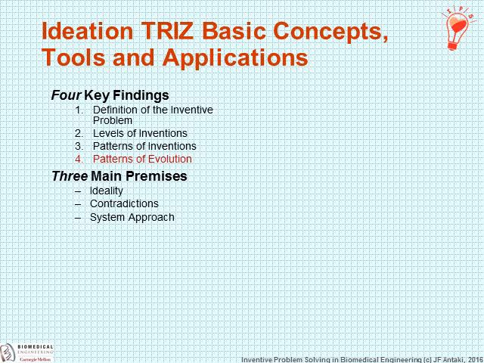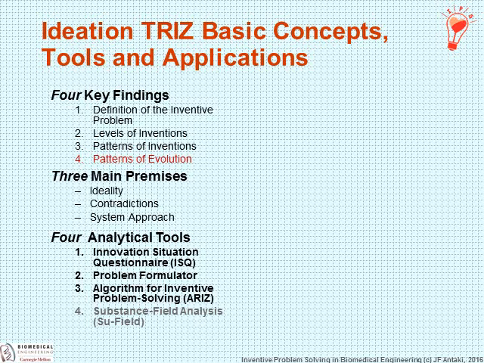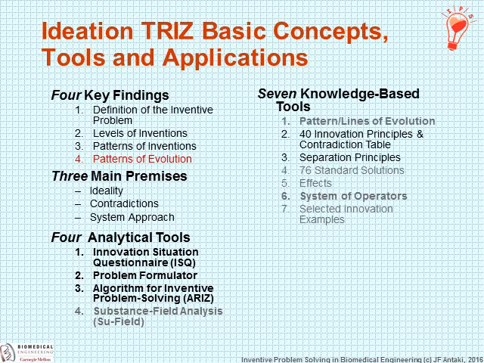It's based on 3 main premises. We learned 3 really important concepts in this course. The first was ideality, contradictions, and then a system approach to inventive problem solving in a concerted, conscious manner. There are 4 tools within the software that you receive. The first is the Innovation Situation Questionnaire, Problem Formulator, and then everything kind of in between, the algorithm for inventive problem solving. What we did not study, but for good measure, is part of the toolbox, is something called substance field analysis, which I thought was just a little too advanced for this course.